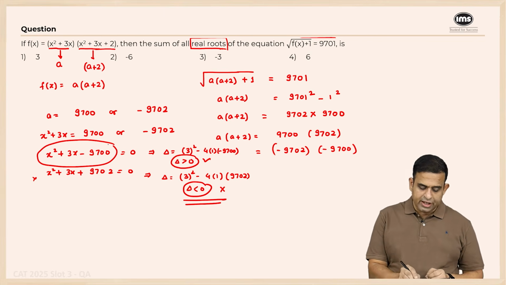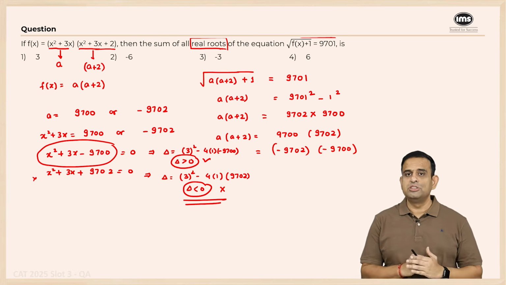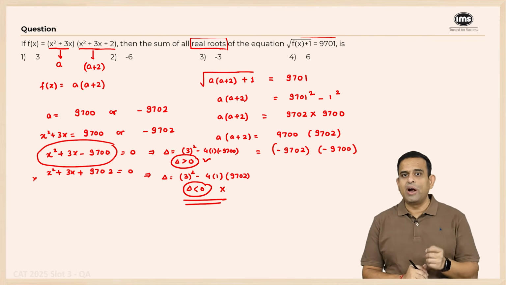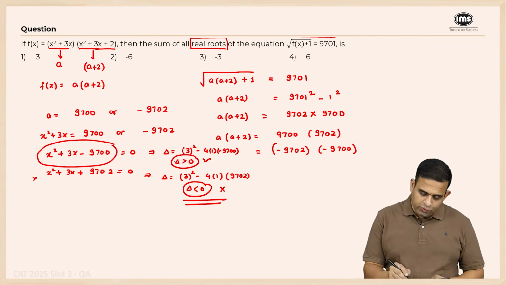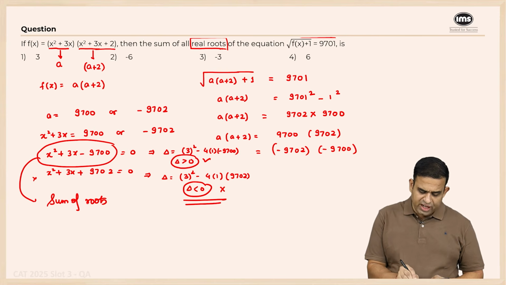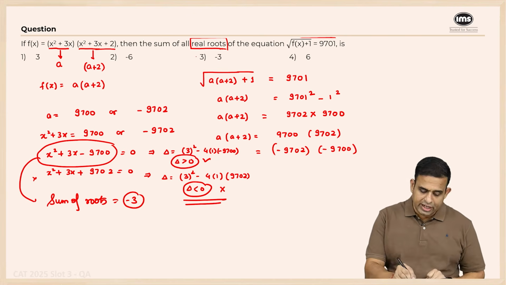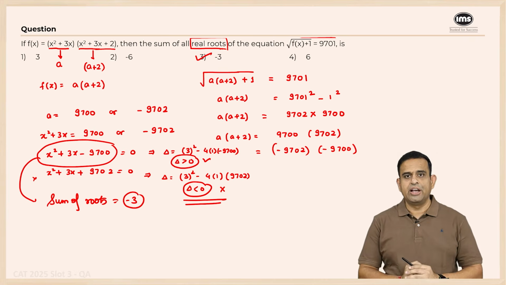And for this quadratic, the required sum of the roots, which we know for ax square plus bx plus c equal to 0, the required sum is minus of b by a. So we get the required sum of the roots, rather real root, to be equal to negative 3. So for this particular question, the required answer would be negative 3 and not negative 6.